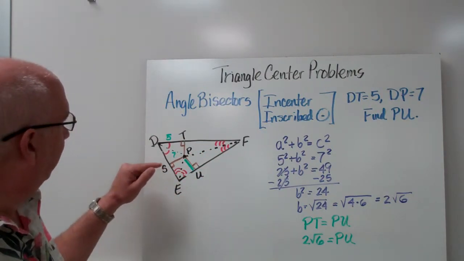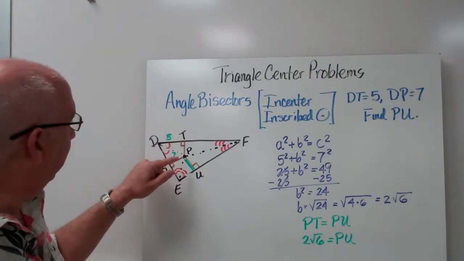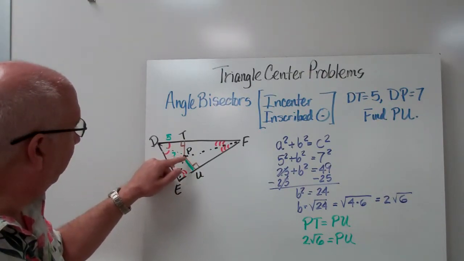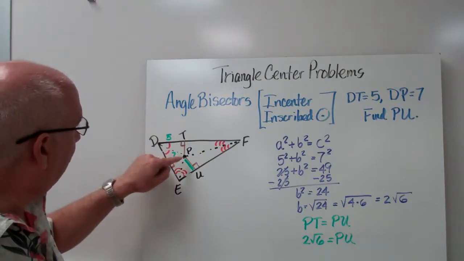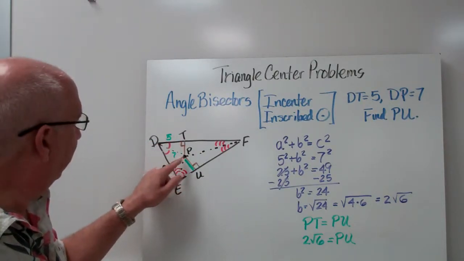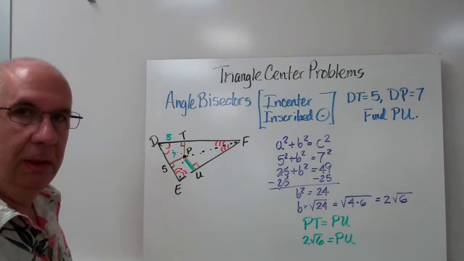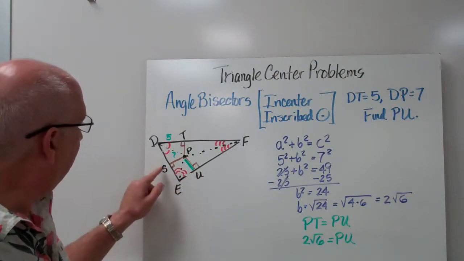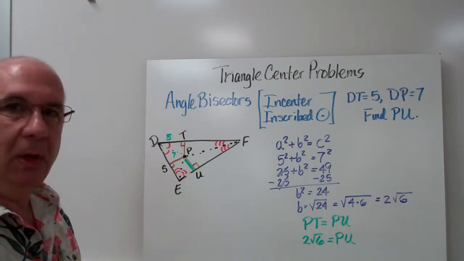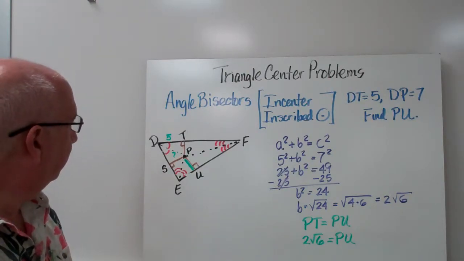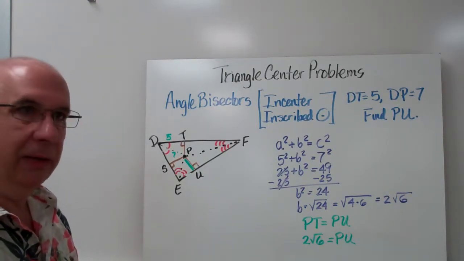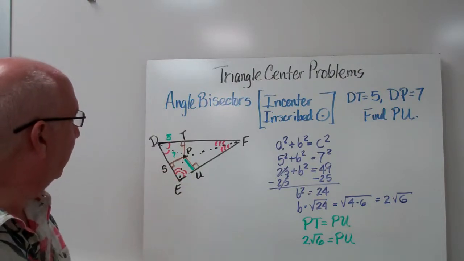We also know that if it's an inscribed circle, which it is, then the distance from here to here is a radius. Just like from here to here is a radius, and from here to here is a radius. That means that these points, S, T, and U, are all points of tangency. That means they form a right angle if you connect that point to the incenter.